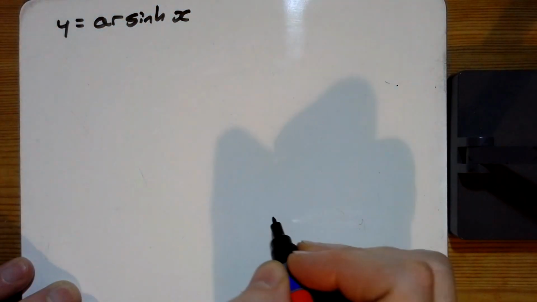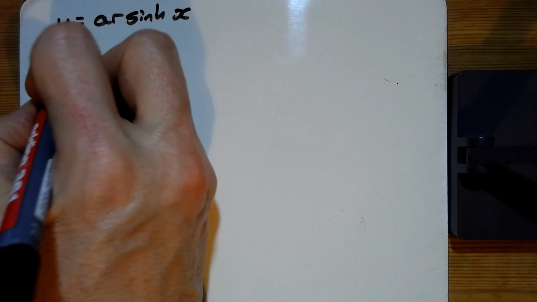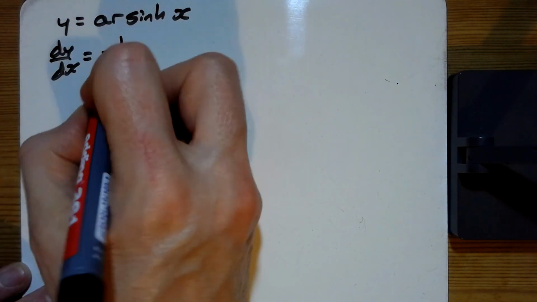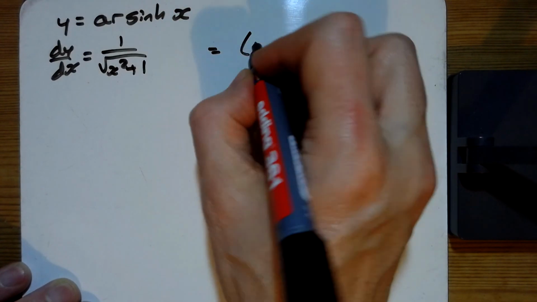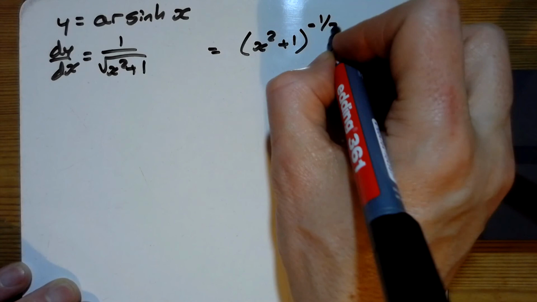Right, this looks long. Right, y equals arcsinh x. Differentiating that, no problem at all. Straight off the formula book. So we've got 1 over the square root of x squared add 1. Let's rewrite that as x squared plus 1 all to the minus a half.